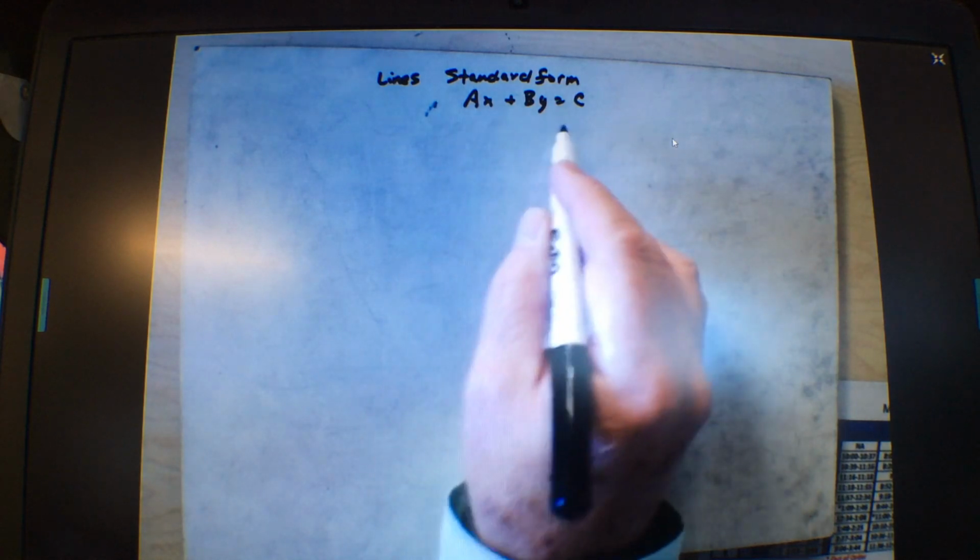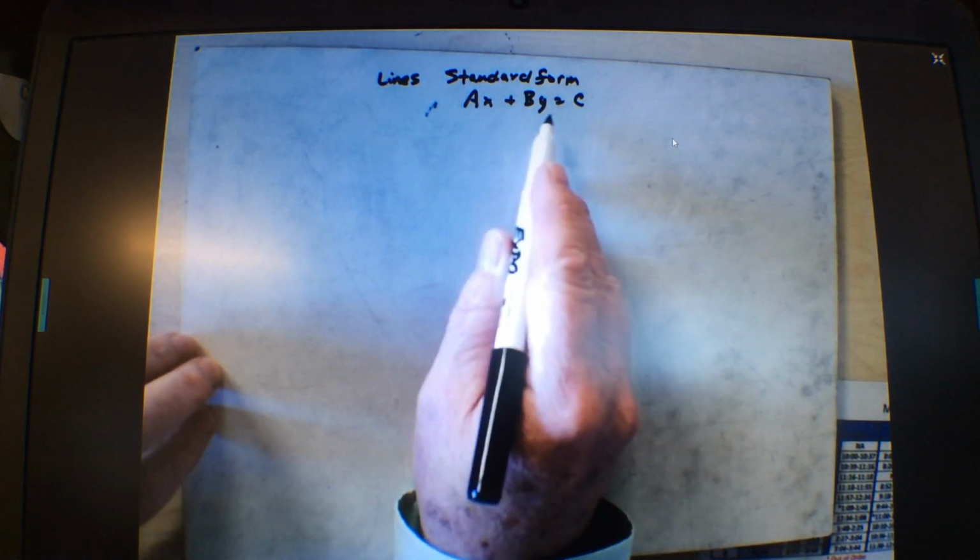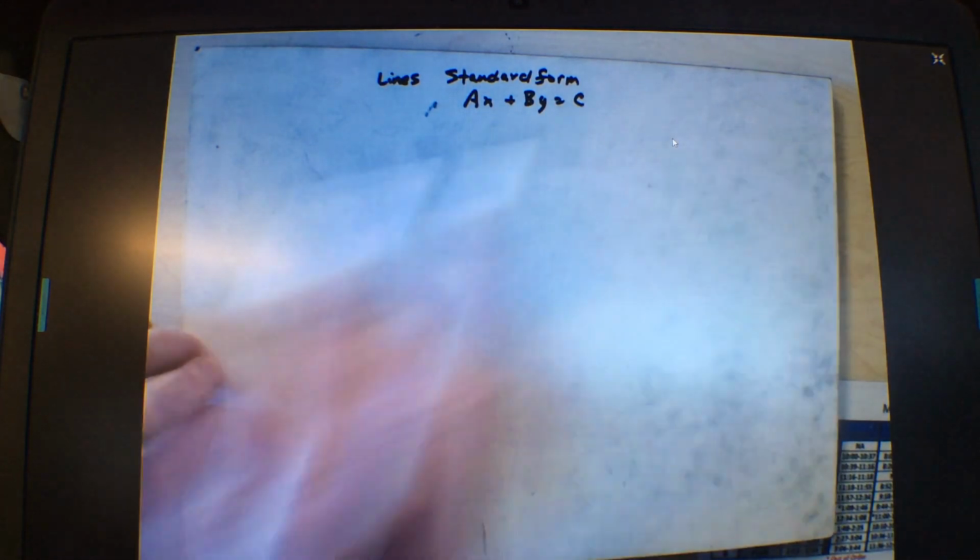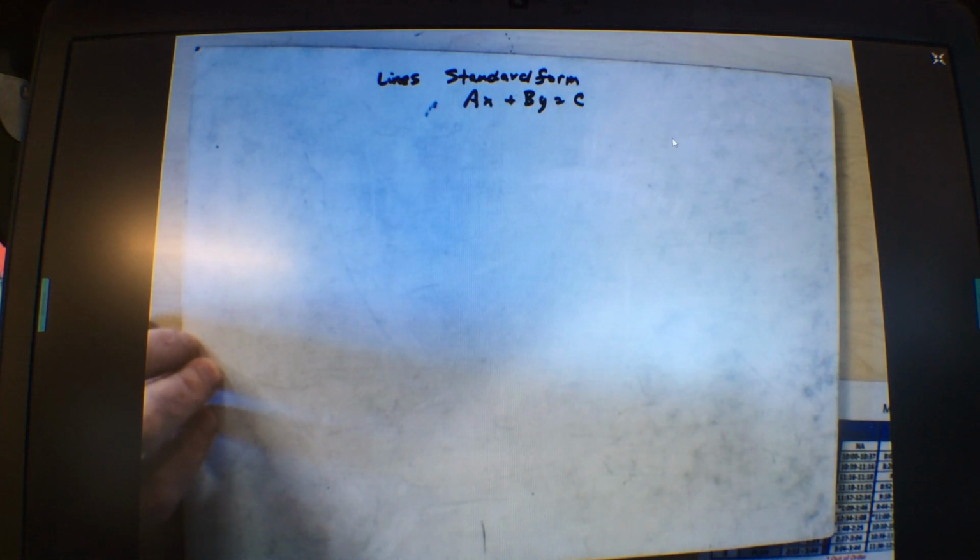But right now we've mainly stuck with this. Today, it says zeros of a linear function. Well, first of all we need to talk about a linear function. It has the word linear in it, so it's probably a line, right?